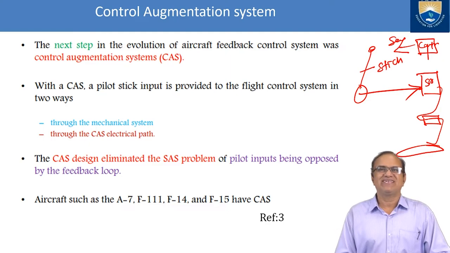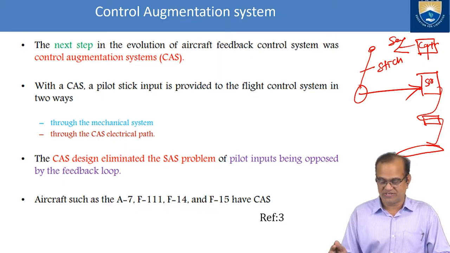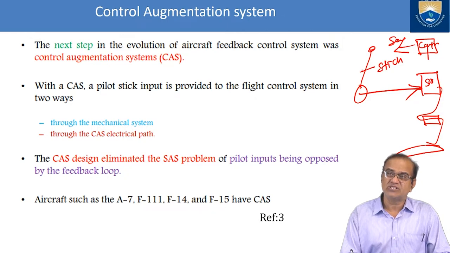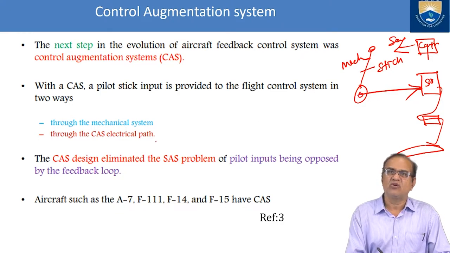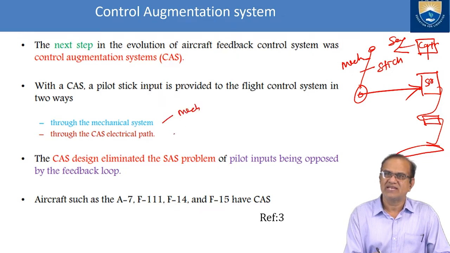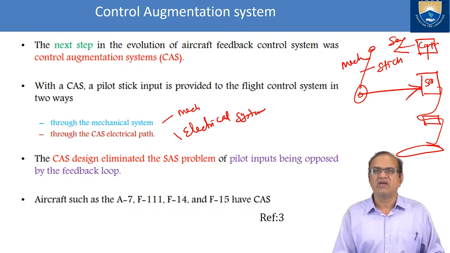So in this, with a CAS, a pilot stick input is provided to the flight control system in two ways. In control surfaces, control augmentation system, we have the mechanical system here. I have shown here: stick is there, links there, pulley is there, bearings are here. And through the CAS electrical path. So one is a mechanical system, another is the electrical system. These are the two systems by which the control augmentation of the aircraft has to be performed.